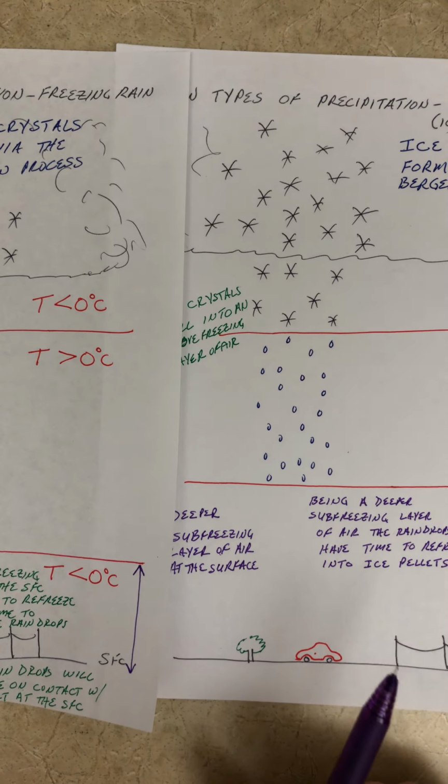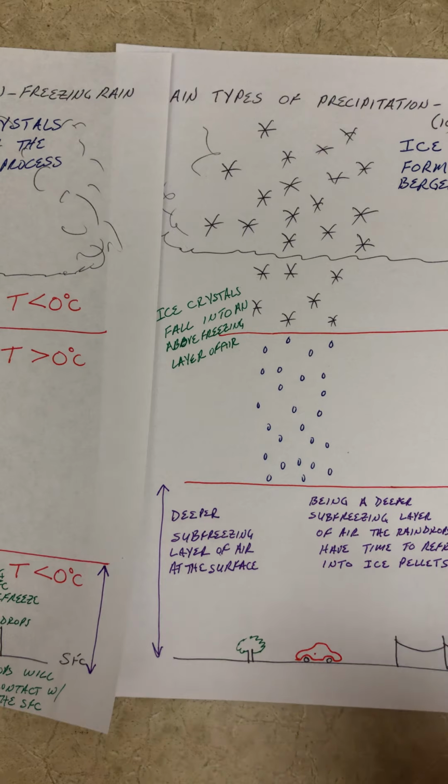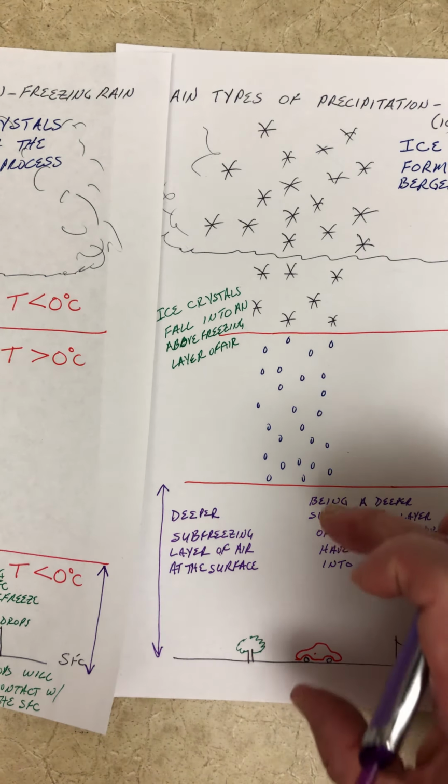Now, the kind of the unknown here, there's no magical number in terms of how deep this sub-freezing layer of air needs to be to create sleet versus freezing rain. There's so many environmental factors that go into this. It's impossible to pick a single number. Okay, and so it just depends on what the conditions are, how cold it is at the surface.